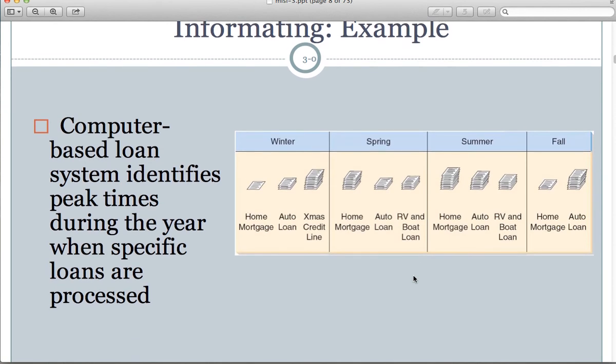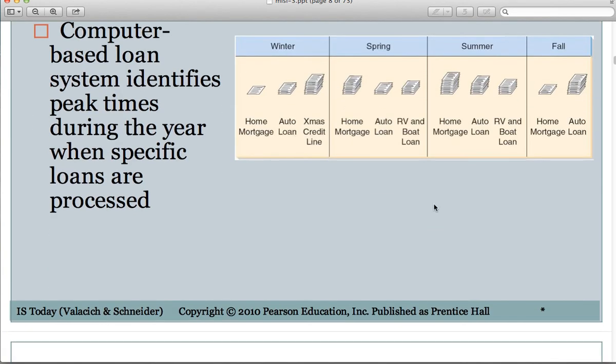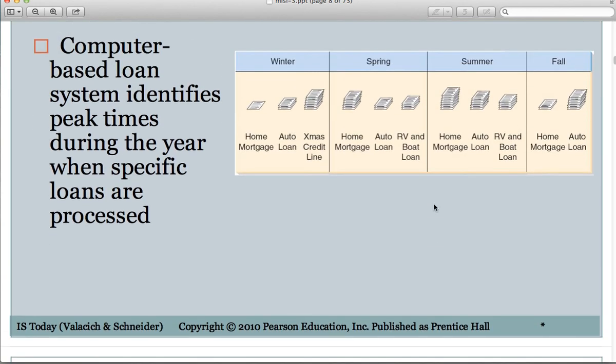A computer loan-based system identifies peak times during the year when specific loans are processed: winter, spring, summer, and fall. Isn't it kind of like the checkout stand? When the line gets long, they're supposed to add more people. But if you don't know the line's getting long, you don't add more people. If you're smart about it, you're a bank, and you know your customers go to the bank during their lunch hour, you schedule more tellers to work during lunch hour, theoretically. Or for processing loans, you beef up your computer equipment and staffing.